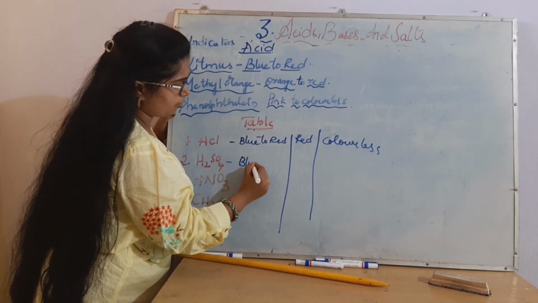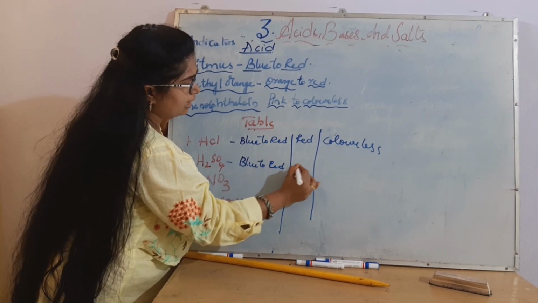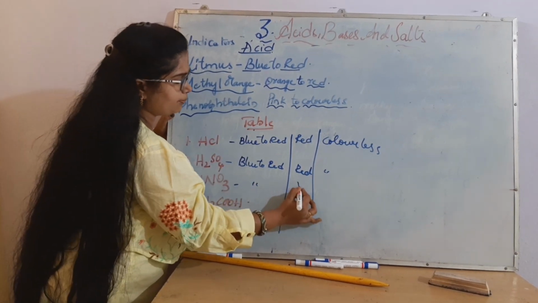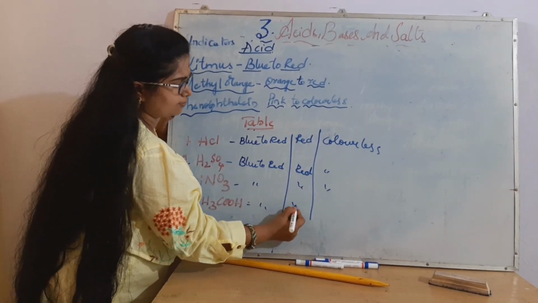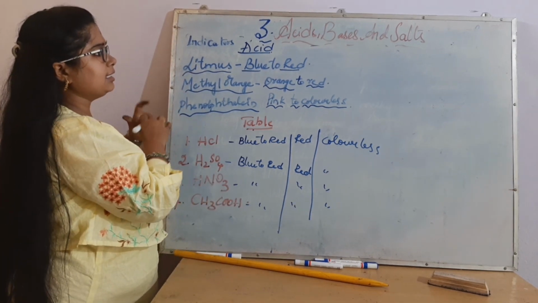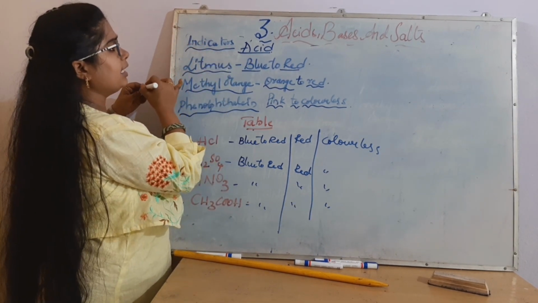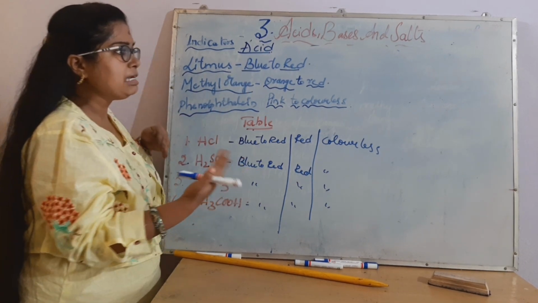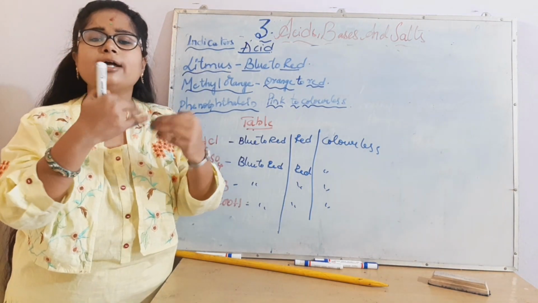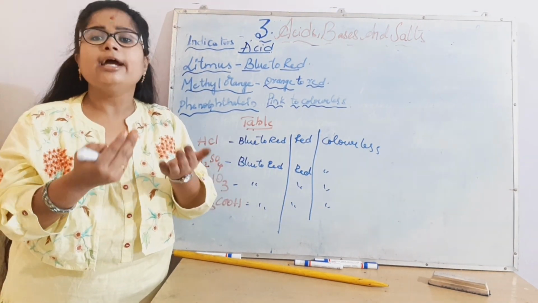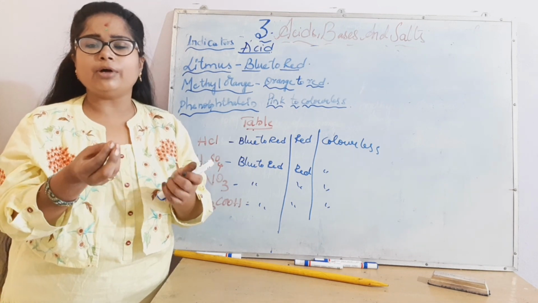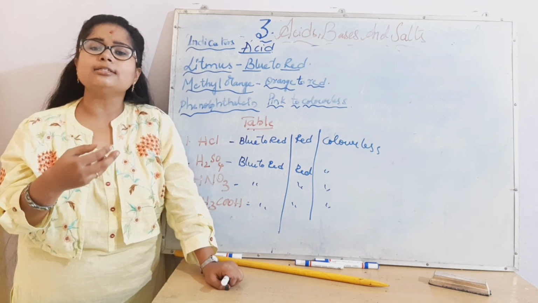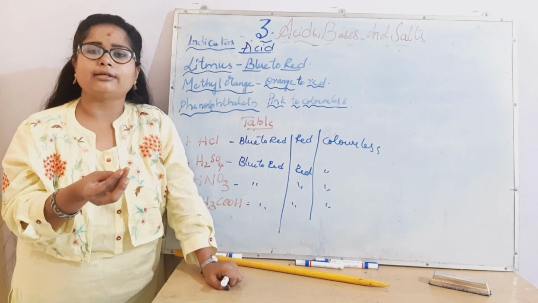The same, blue to red. It turns into red color, and phenolphthalein is colorless. HNO3, the same. CH3COOH, the same. Got it? So these are acid indicators. When they are added to the acid, they indicate by changing their color. By changing their colors, immediately you can know it is an acid.